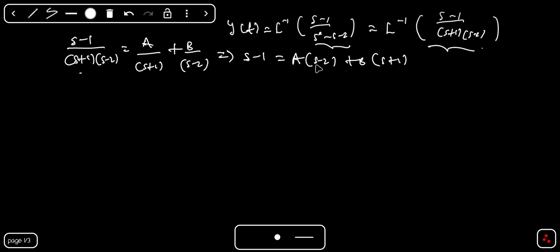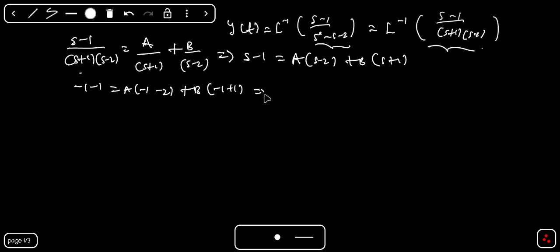Then the next thing is to find the constants a and b. So when s is equal to negative 1, let's check. When s is equal to negative 1, we are going to have negative 1 minus 1 is equal to a into bracket negative 1 minus 2, then plus b into bracket negative 1 plus 1.